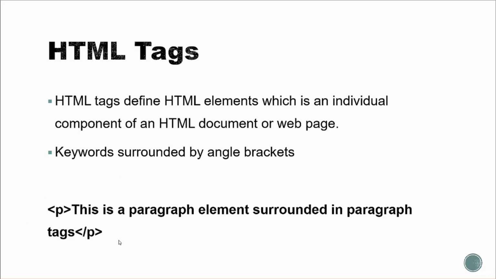All right, so here's a really simple example of a paragraph. It's surrounded in paragraph tags, which is just a P tag. And you can see the beginning tag has a less than, and then P, and then greater than. And then the ending tag is the same, except it has this slash before the P.